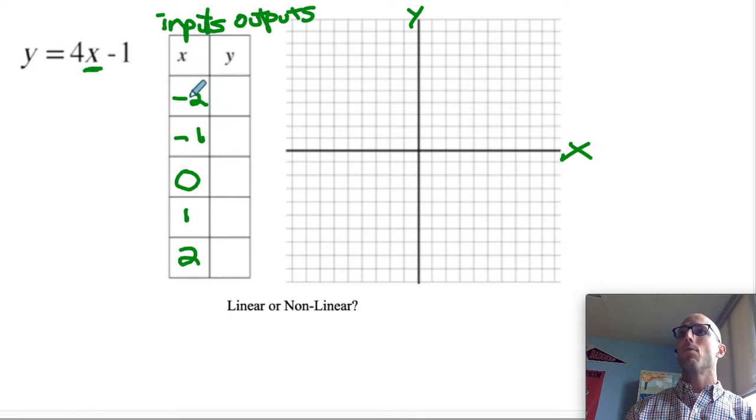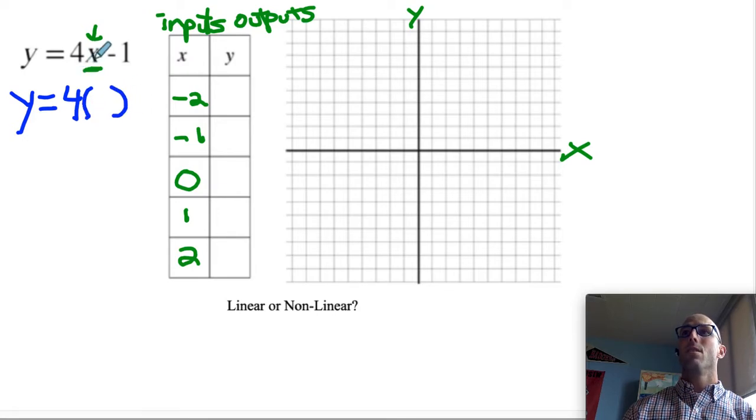I take an input, so I'm going to start with this input of -2. I'm going to go over to my function, and I'm going to put -2 right here for my x value. I'm going to replace it. So here's often how I write any of these functions. I'm going to do y equals 4, and now it's times x. What I do is I put parentheses there around the x because I'm going to replace that. I want to multiply by whatever I put in there. And then minus 1.